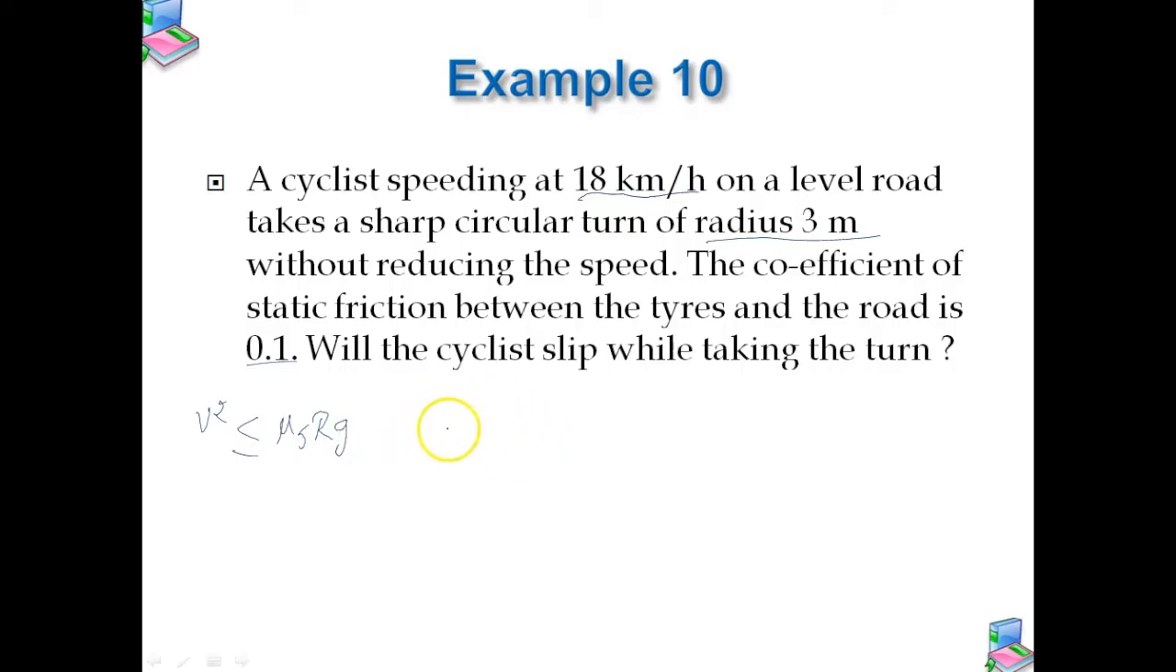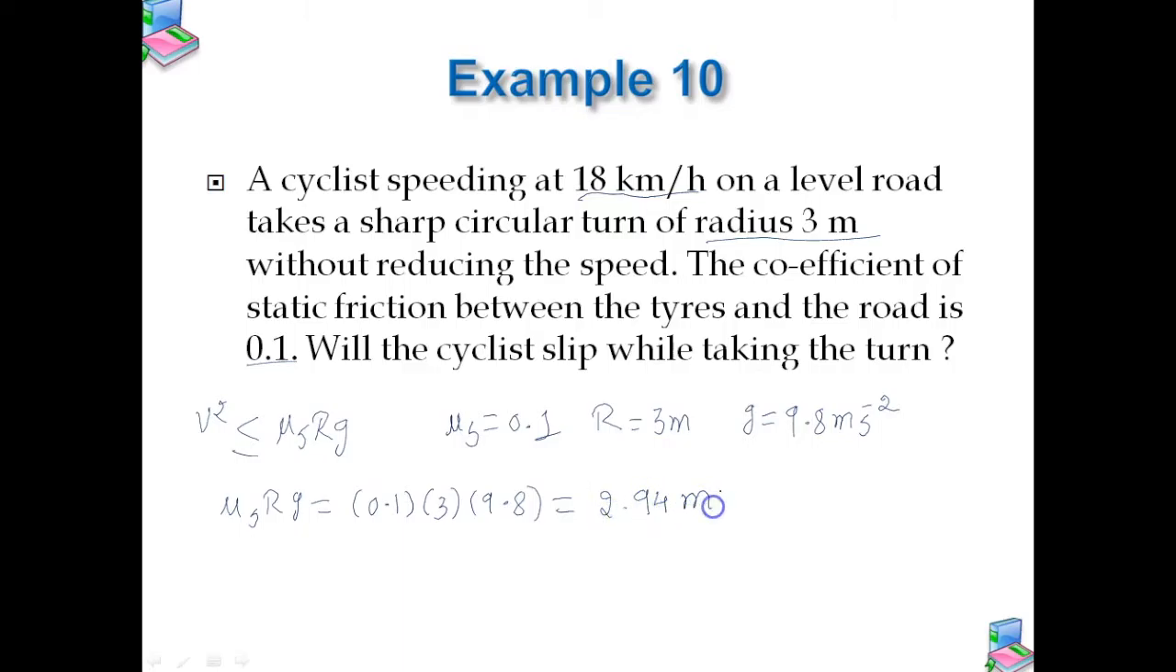Here they have given the coefficient of static friction as 0.1 and the radius as 3 meter, and we know the value of g. It is 9.8 meter per second square. So we can calculate mu s R g, that is 0.1, 3 and 9.8. If you multiply these three, we get 2.94 meter square per second square.